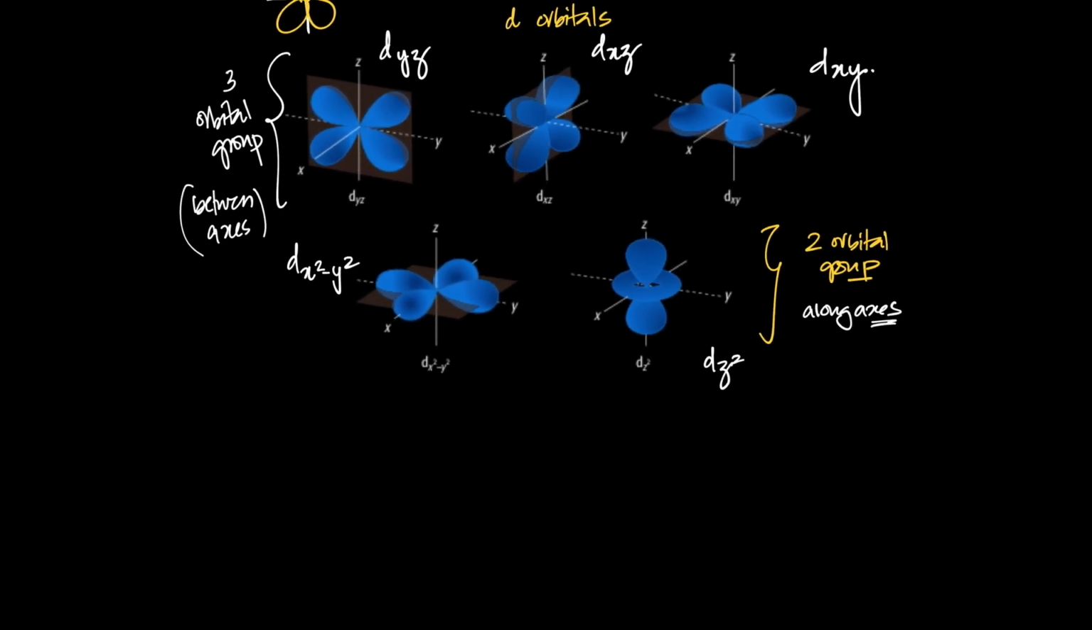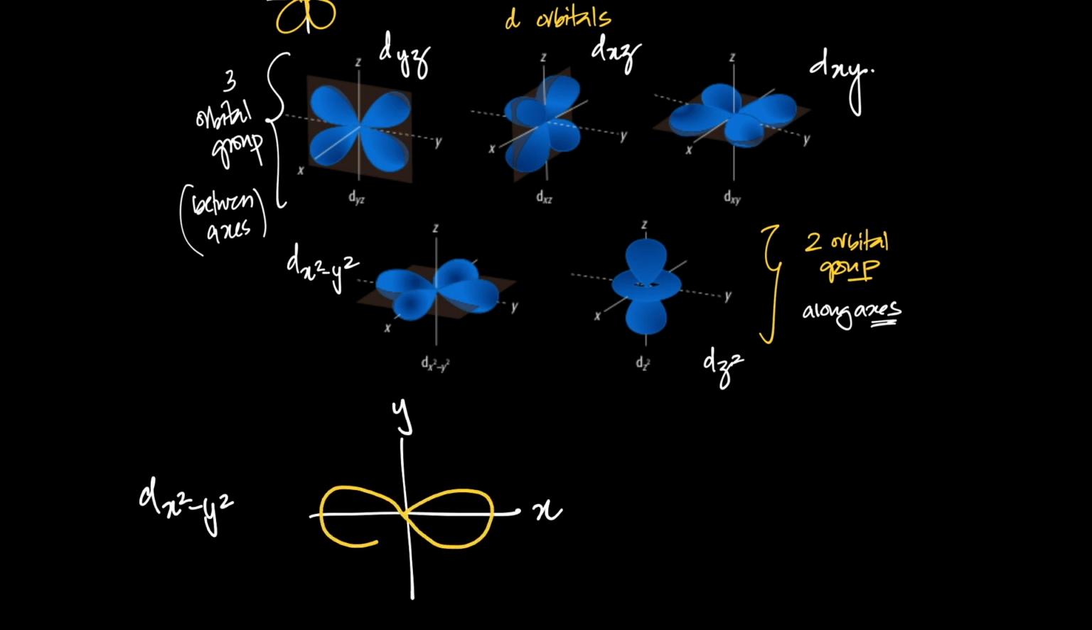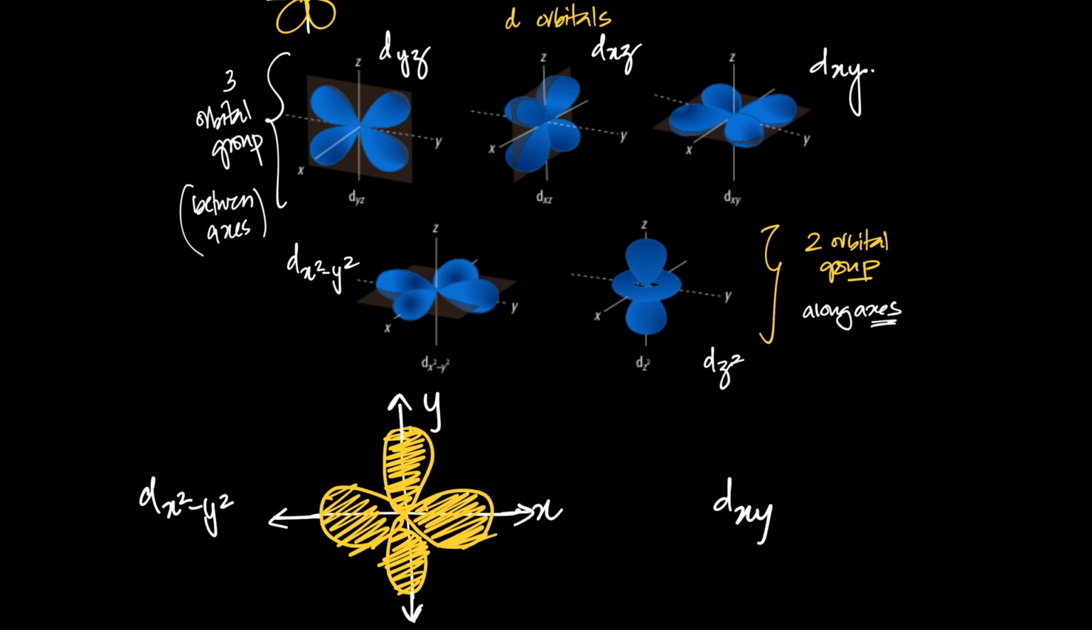Let me zoom out for a second. So when I said dx square minus y square, and if my planes are x and y planes here, then this is dx square minus y square. Although they are on the axes like this. This is how you draw dx square minus y square on your exams, because they can ask you that. This is the x-axis, this is the y-axis. But dxy on the same axes.